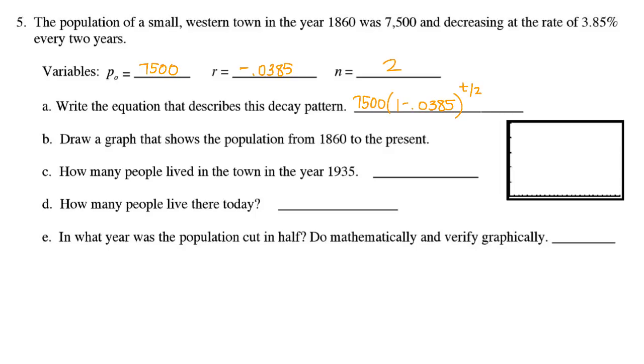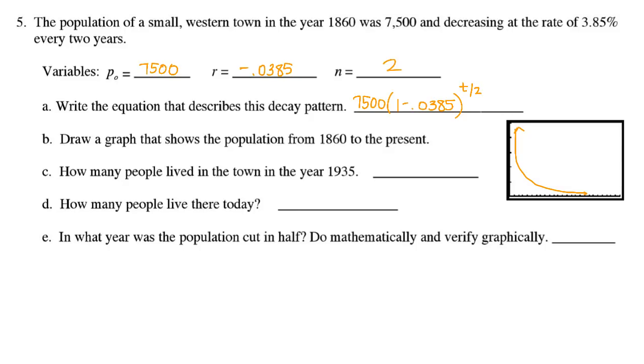Now again, here on the drawing part, this would be some kind of decay. So if we had to sketch the decay curve, do remember that decay is going to look something like this. It is decaying, right? And again, we would use our calculators for that. So part C, how many people live in the town in the year 1935?